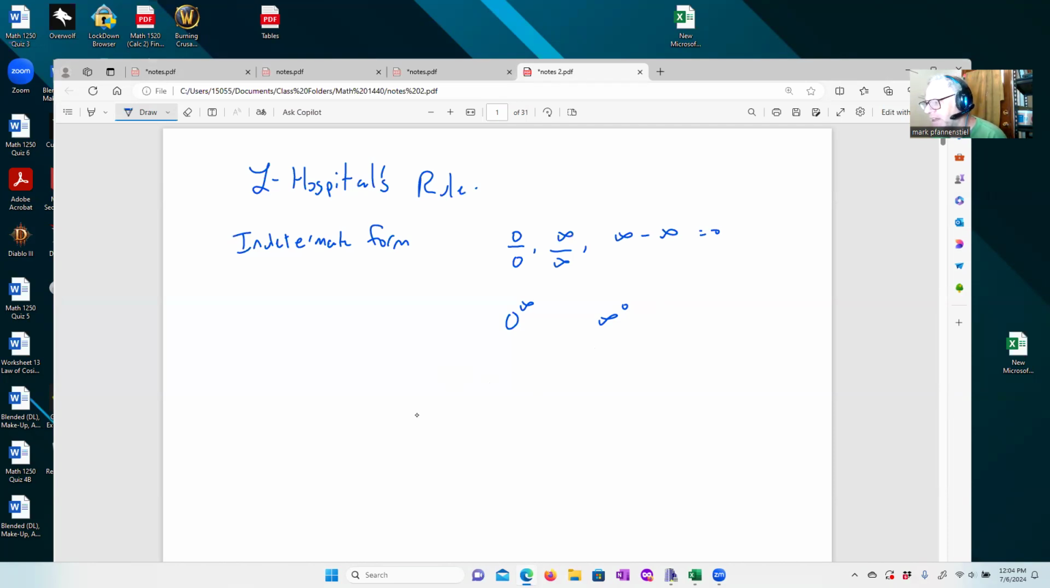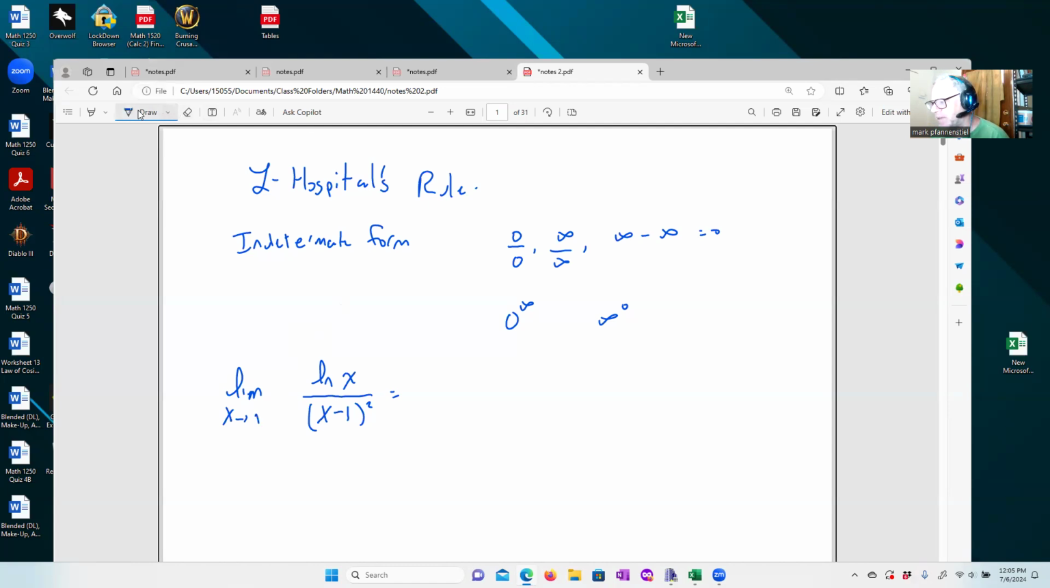Okay, so let me go ahead and we'll do an example just to see what's going to happen here. So I would like to figure out the limit. Okay, let's say the natural log of x divided by x minus 1 squared. Okay, and we'll go ahead and do this. So these are the steps you're going to do. Limit as x goes to 1, rather.